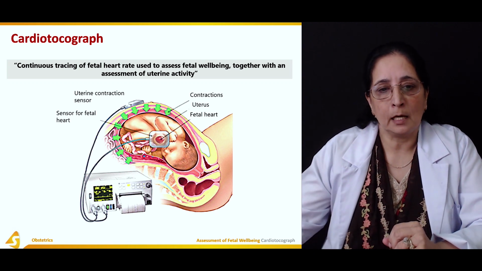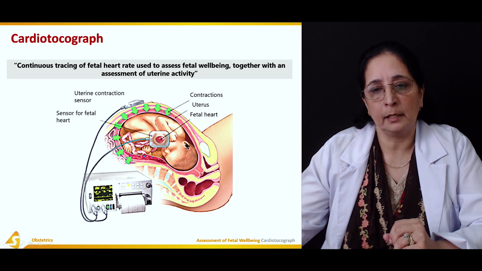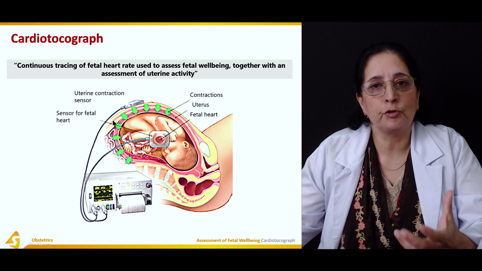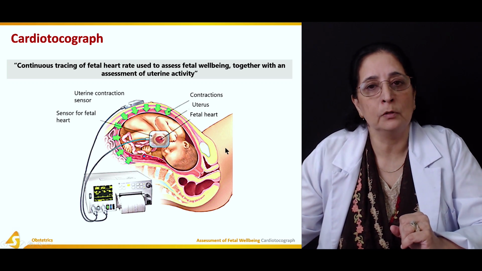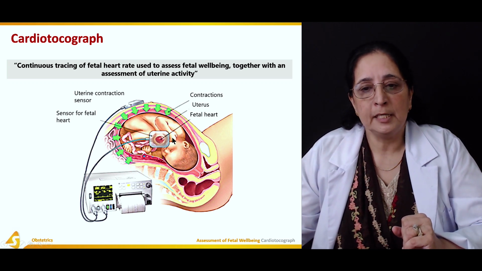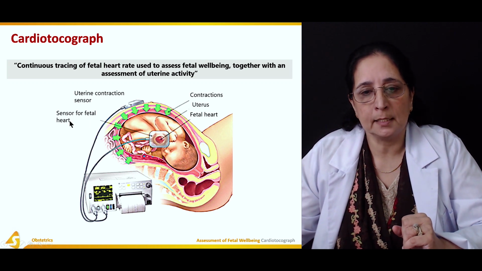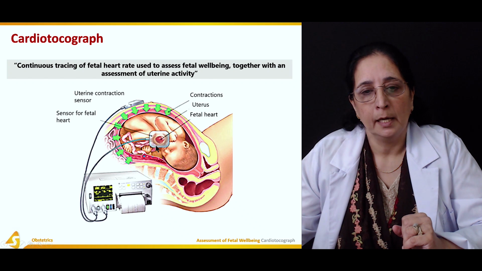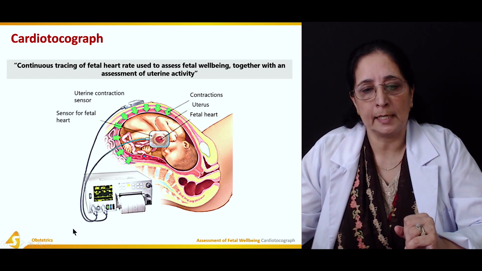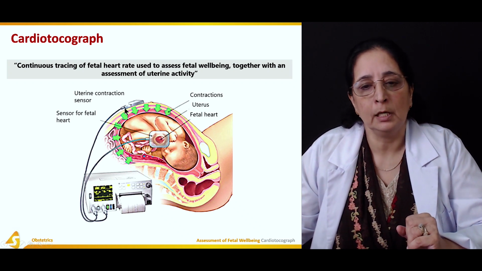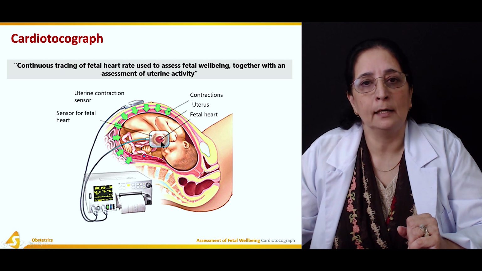So sensors are placed on the abdomen to find out the uterine contractions and also recording of the fetal heart activity. So if you see, these are the sensor for fetal heart and uterine contraction sensor. So two sensors are placed. One is for uterine contraction, other is for fetal heart.